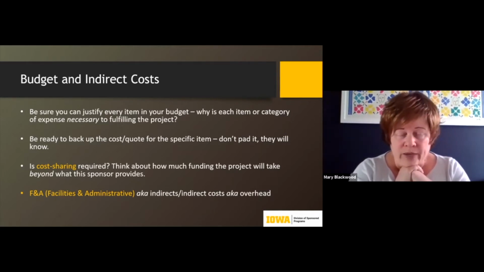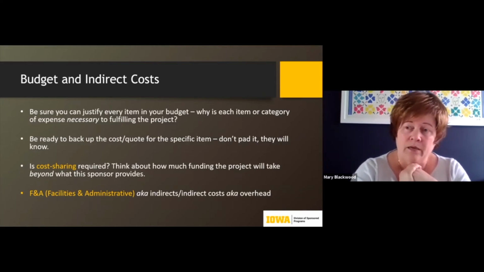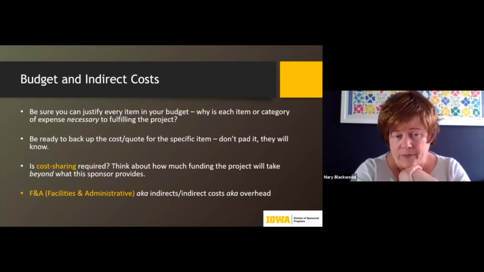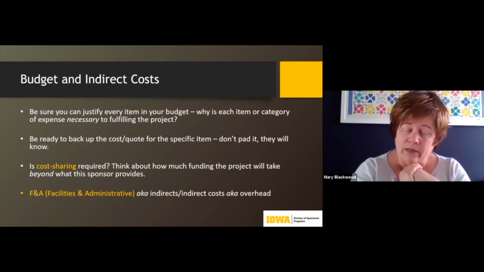Another thing is cost sharing. Basically, every project is going to have something cost shared. Part of it's possibly the unrecovered indirect costs. But also it might be your salary, your effort. Most sponsors do not require cost sharing, but when it is required, you can figure out what things can be cost shared. Often it's effort of yourself and maybe staff. But there can be other things that get cost shared. Again, DSP can help you with that.